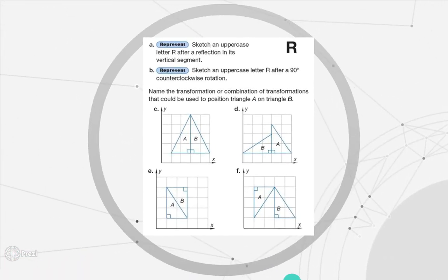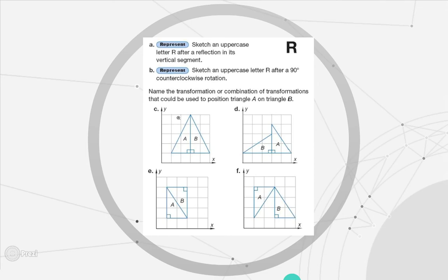Now here is our lesson practice for today. We have A through F. For A, you're going to sketch an uppercase letter R after reflection in its vertical segment. And the vertical segment's this side of the R. Okay, so if we were to put a mirror here, how would the reflection look on this side? All right. And then sketch an uppercase little r after a 90-degree counterclockwise rotation. Now, if we were to turn this 90 degrees counterclockwise, what would that look like? And so that's what you would put in box B.